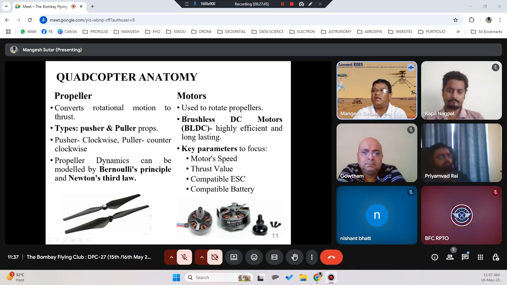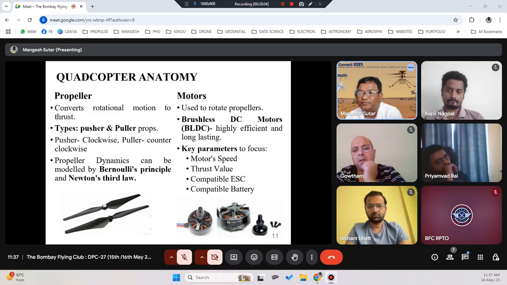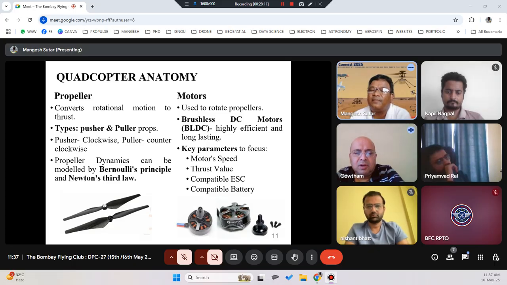Now, motors are used to rotate the propellers. You can have brushless DC motors, which are highly efficient and long lasting. Before the brushless DC motor, what was the kind of motor we used to use, or even use nowadays also? What can you say is the difference between brushless and normal DC motor? We would have carbon fiber brushes or something. Carbon brushes were there.